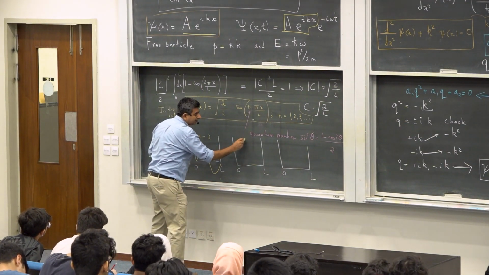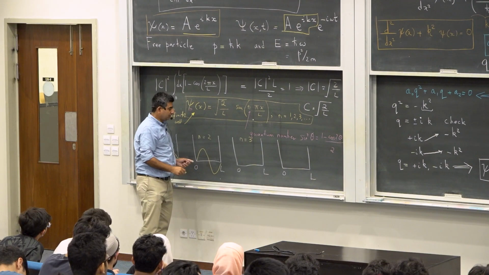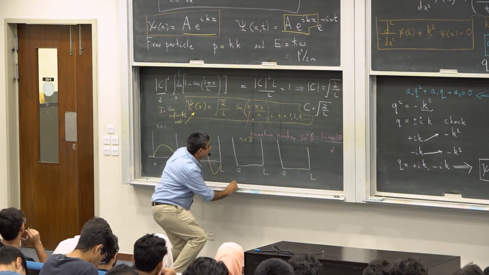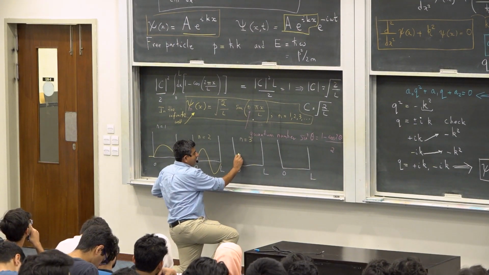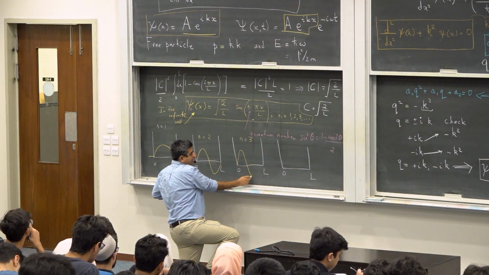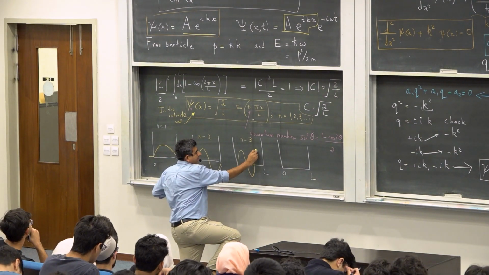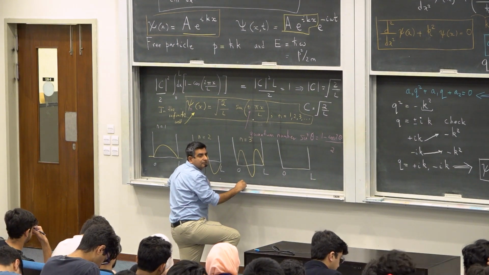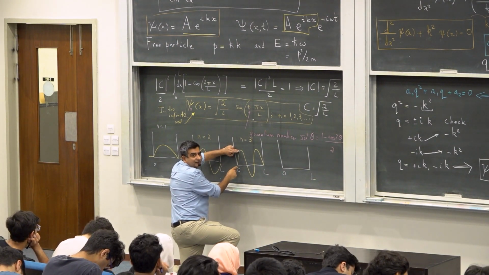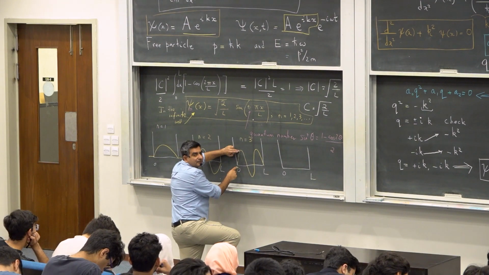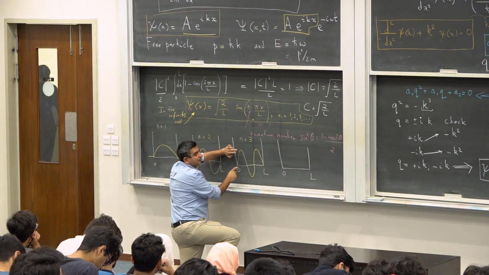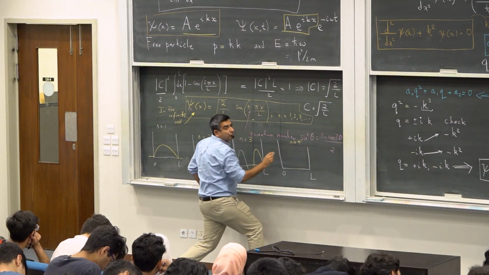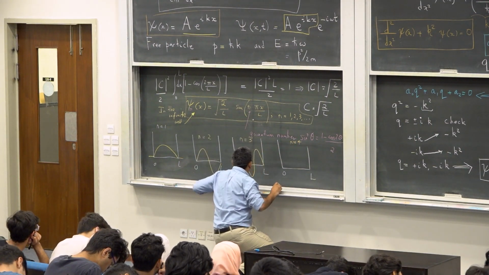N equals 3 will have 4 nodes and 3 lobes. This is what it's going to look like. Just a nice sine function. The height of this is C. Alright? N equals 4 will have 4 lobes and 5 nodes. So let me try plotting this.